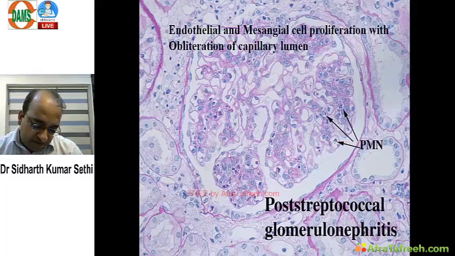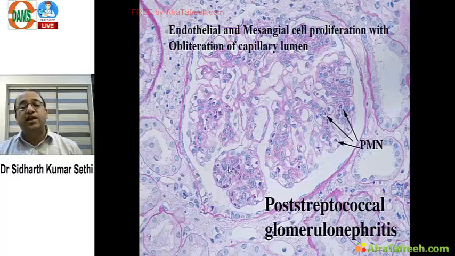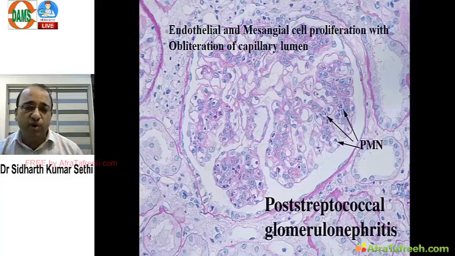All of you know this pinkish area within the capillary loops is called mesangium. In the mesangium, you have a lot of cells here. I can see more than 6-7 cells. So if you see a lot of mesangial and endothelial cell proliferation, that's post-streptococcal glomerulonephritis. Remember, it's a diffusely proliferative glomerulonephritis. So what did we see in pathology? Diffuse proliferation of the endothelial cells and the mesangial cells.